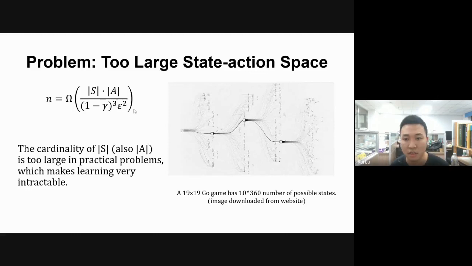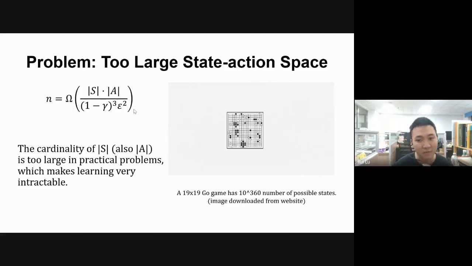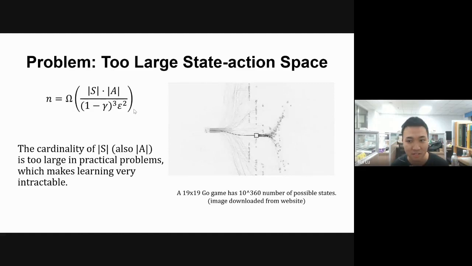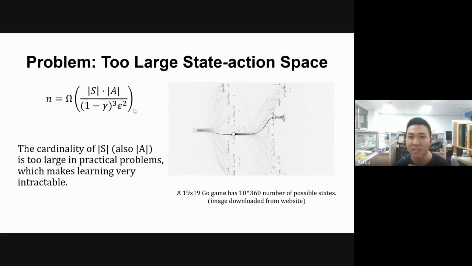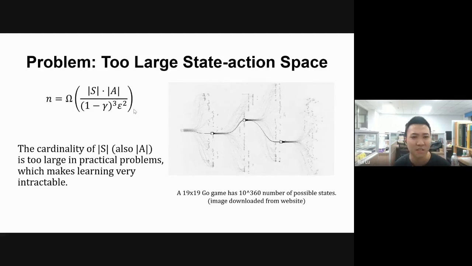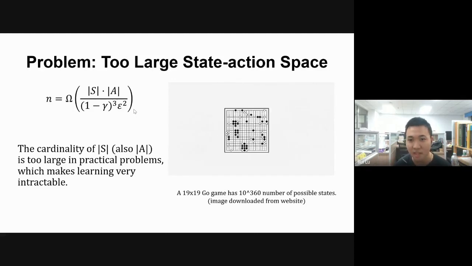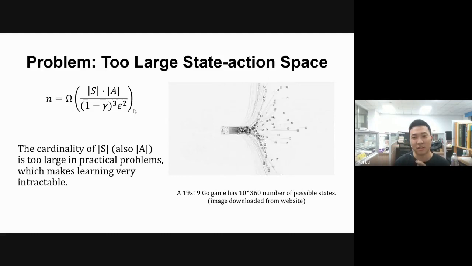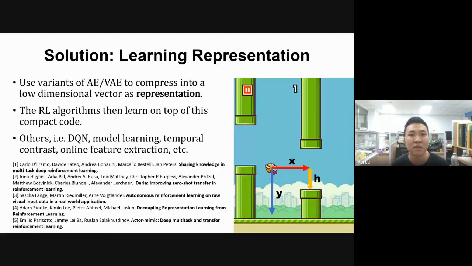For example, a 19 by 19 Go game has over 10 to the power 360 possible states. It is even more than the number of atoms in this universe. So this makes learning intractable. So how to solve this problem? People have come up with many clever ideas. One of them is to learn a good representation.